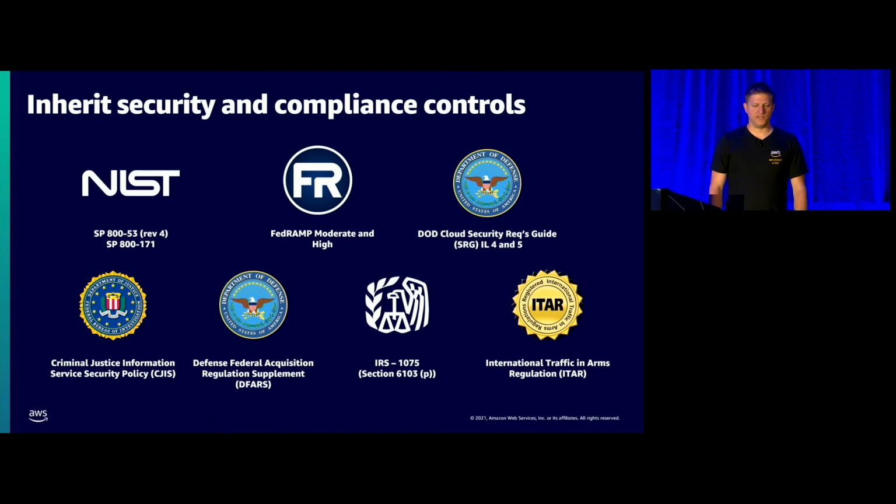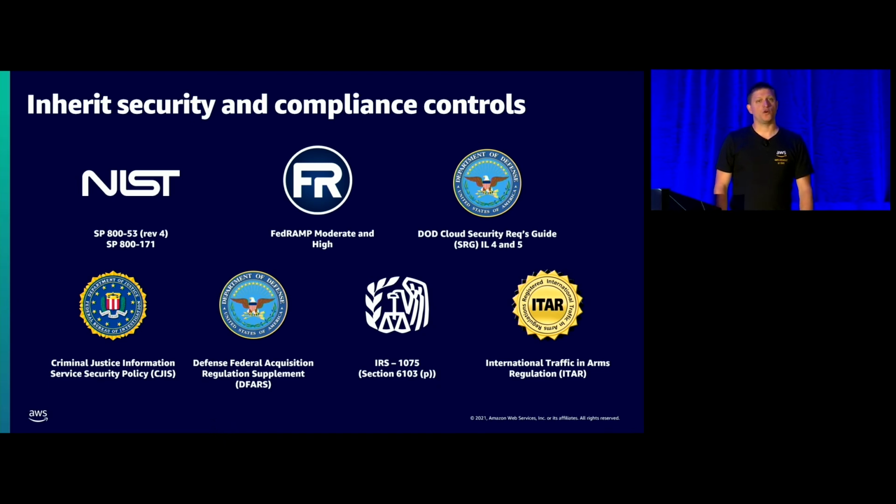Up next, we have the Department of Defense Security Requirements Guide, or DoD SRG. So this is similar to FedRAMP, but with specific controls for the Department of Defense. Customers can architect for impact levels 2, 4, and 5. IL5 specifically allows DoD customers to run their most sensitive unclassified workloads in the AWS cloud.